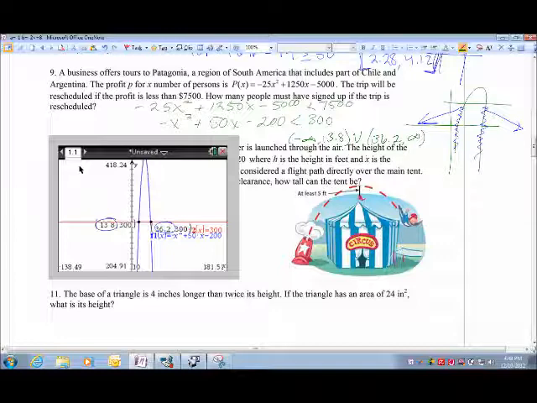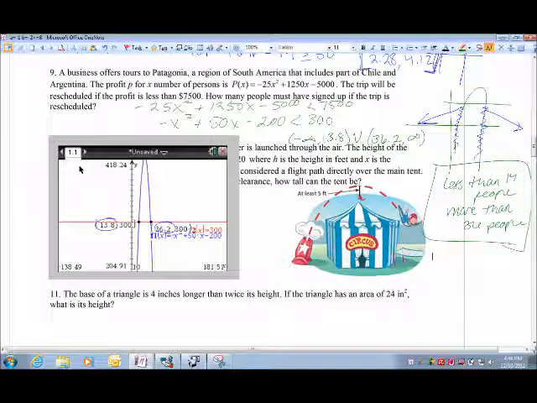Okay, so since we're talking about people here, we cannot talk in decimal forms. So really, what we're going to talk about is that there must be less than 14 people or more than 36 people for the tour to be rescheduled. Okay, and that's your final answer. And the reason we chose 14 and 36 is because they rounded to the nearest whole number. Okay, so let's now move on to problem 10.